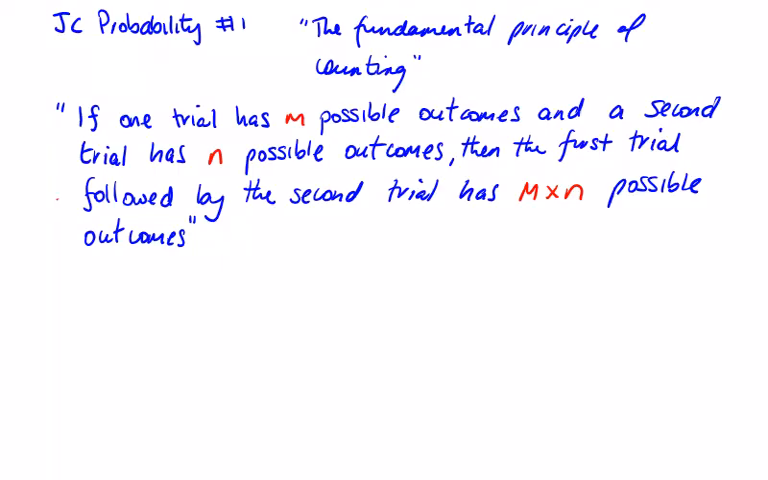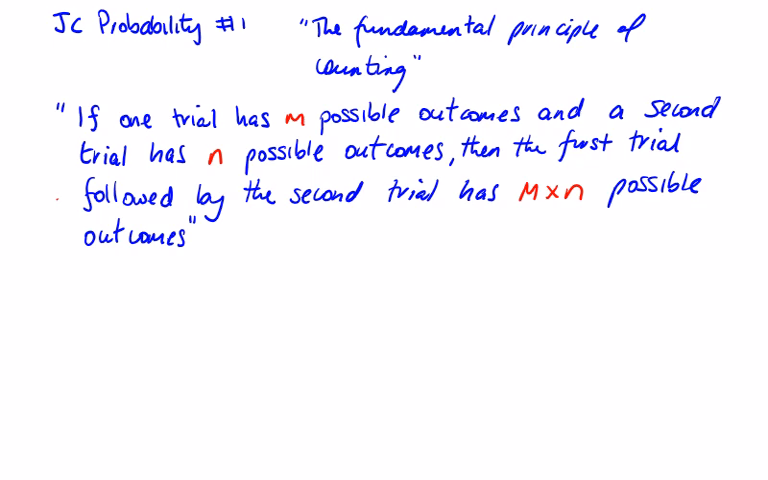Fundamental principle of counting. You can be asked to state this in an exam, so you need to learn this off by heart, but when you understand the maths behind it, it'll be easy to recreate. You don't have to use the letters M and N, you can use any letters. And it states, if one trial has M possible outcomes and a second trial has N possible outcomes, then the first trial followed by the second trial has M times N possible outcomes.